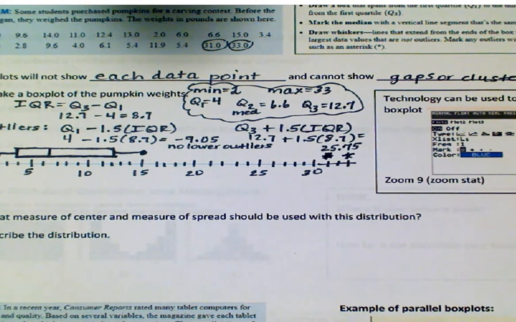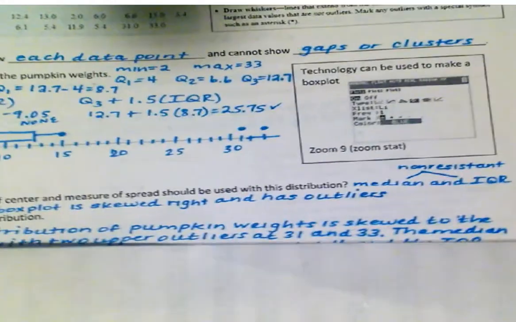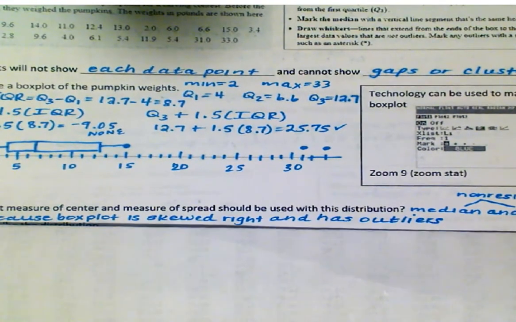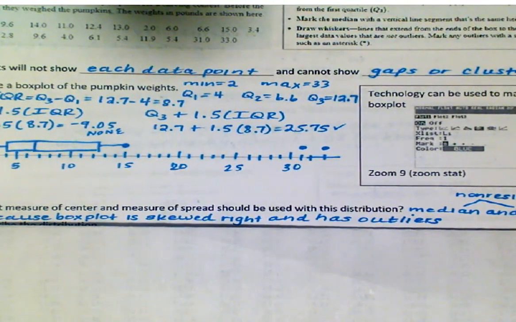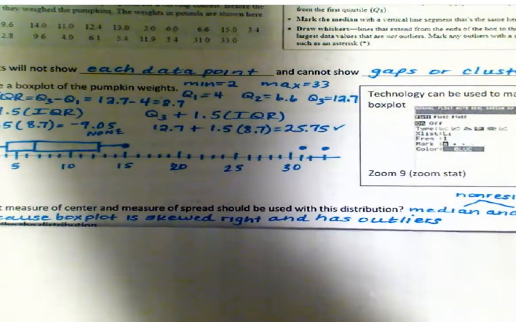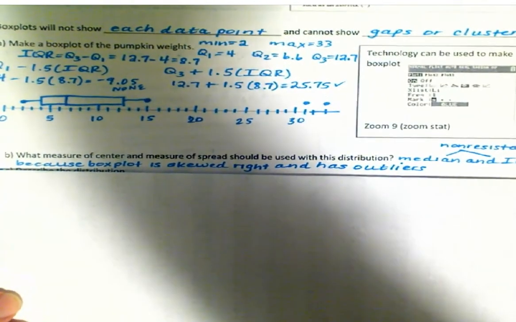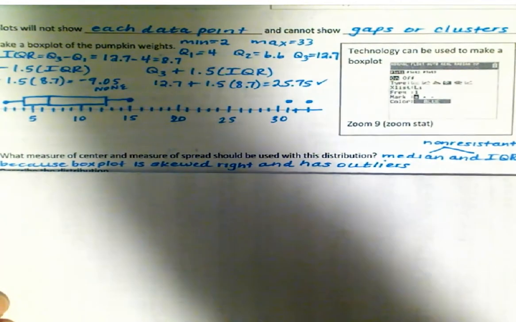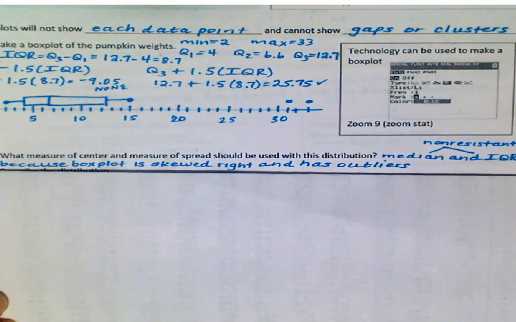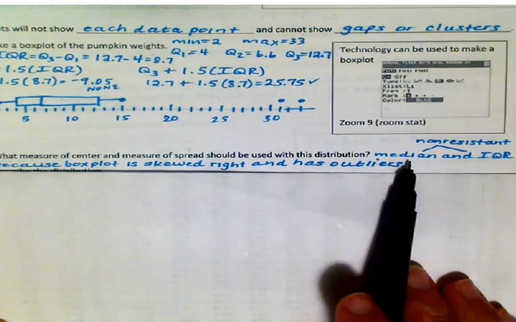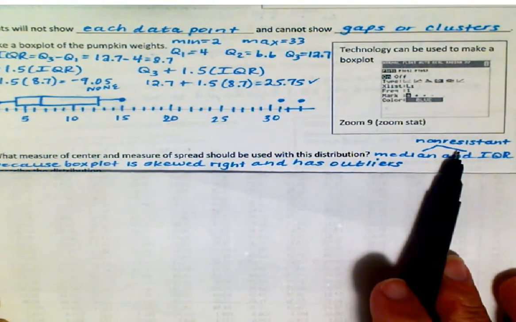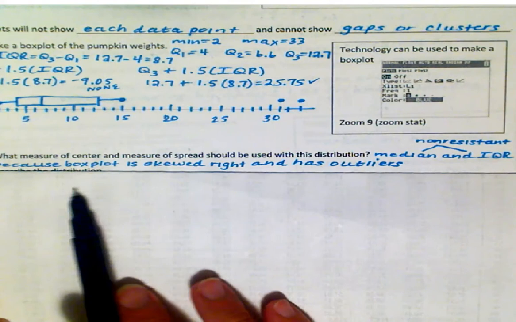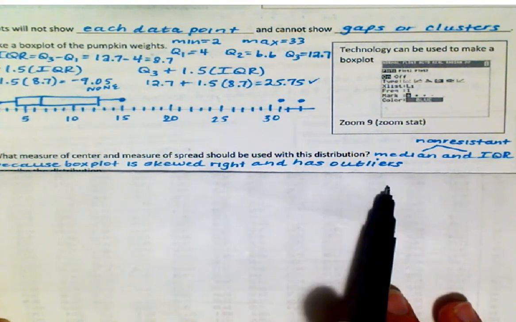So it says, what measures of center and measures of spread? At this point, I'm just going to put my little note sheet up here. The measure of center would be your median, and the measure of spread would be your IQR. You wouldn't want to use range because you have outliers. You wouldn't want to use standard deviation because you have outliers. So you want to use your median and your IQR because they're both resistant, because the box plot is skewed right and it has outliers.